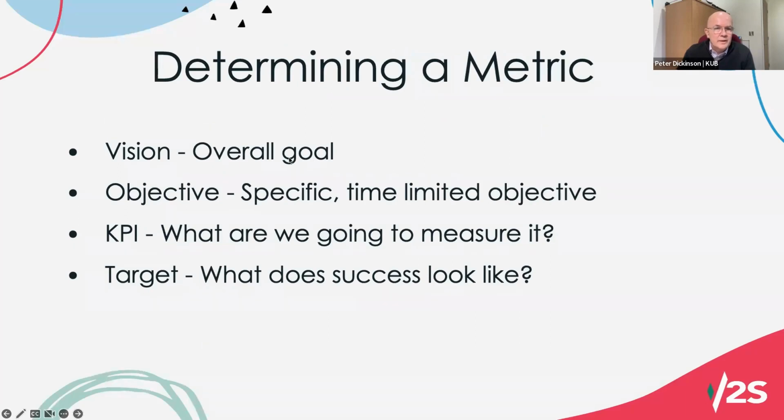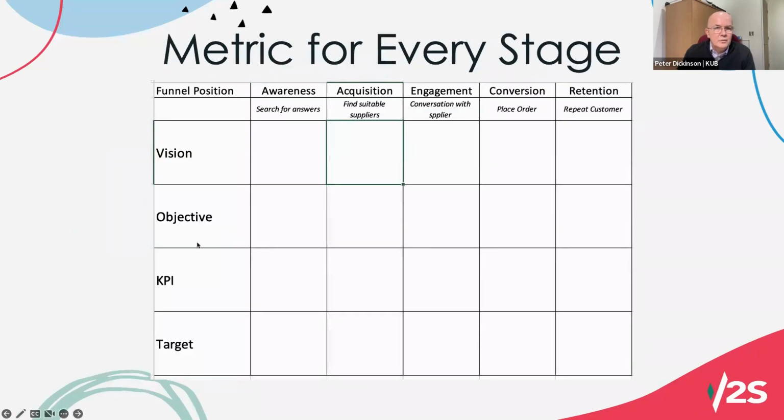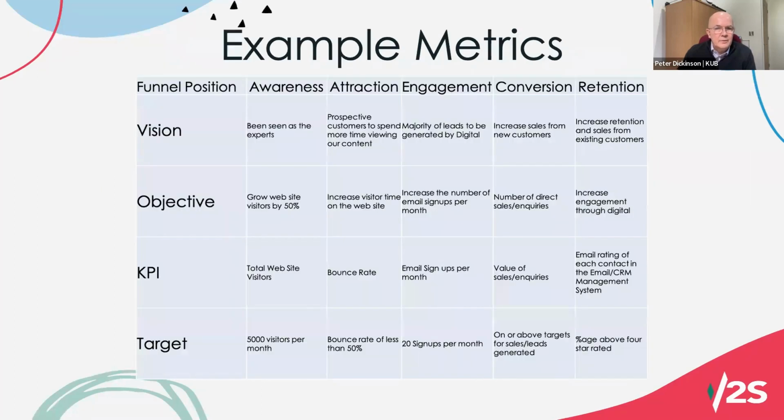So determining a metric, you've got to have a vision. What's your overall goal for the metric? It then has to have an objective. Is it a specific, time limited objective? What are you going to use to measure it? And then what does success look like, the target? So we can use this spreadsheet. You've got the stages of the funnel that we had earlier: awareness, acquisition, engagement, conversion, and retention. And then for each of those, what are we going to use? I'm going to use an example. It makes it a bit easier to understand.